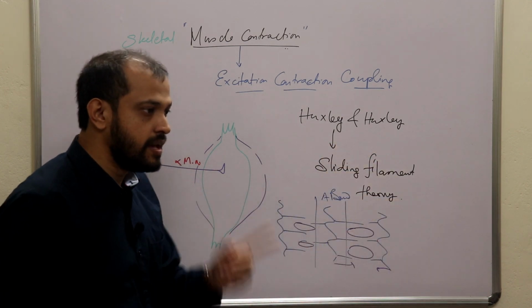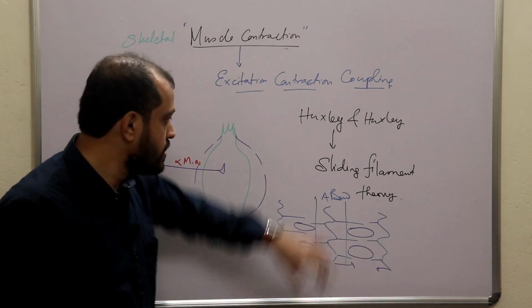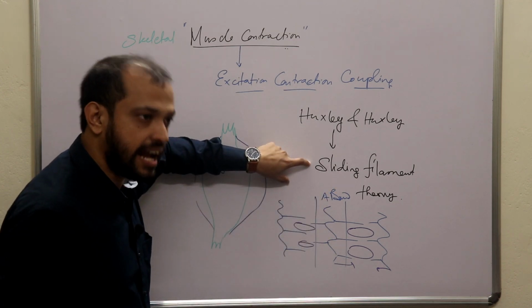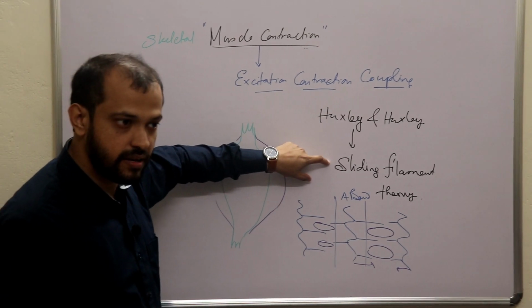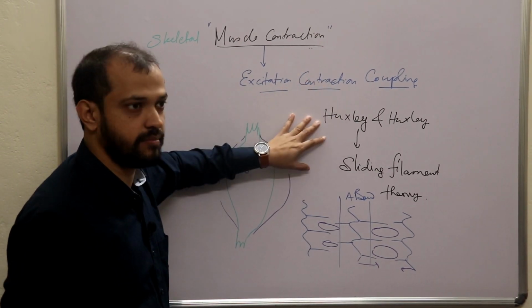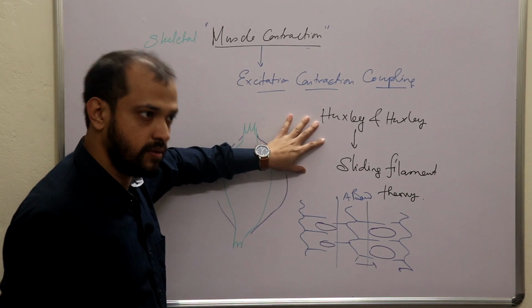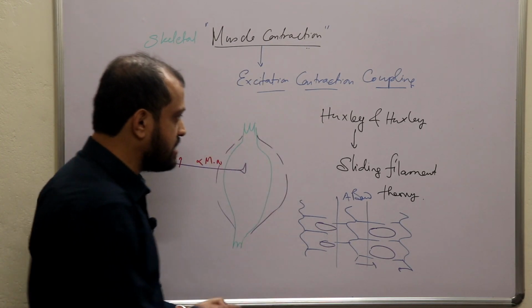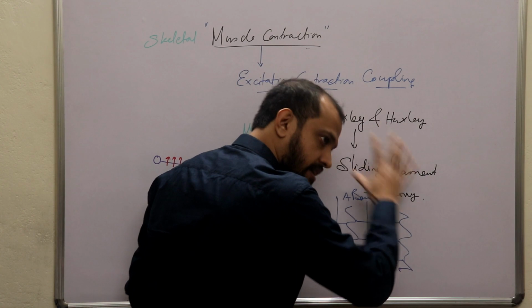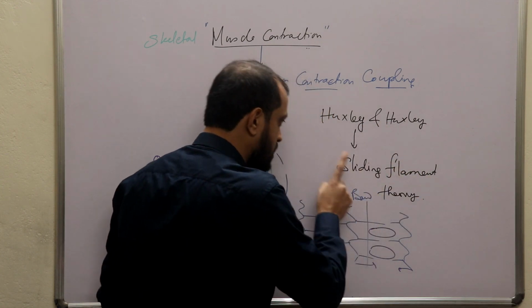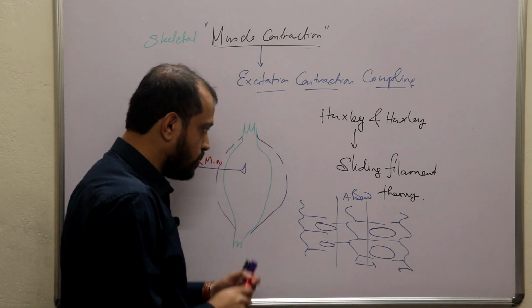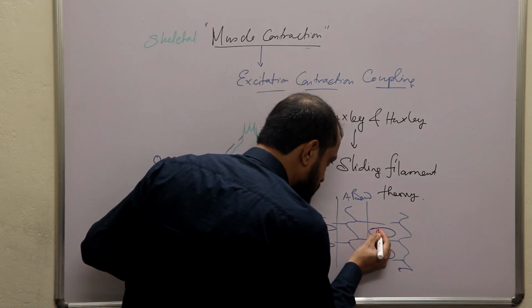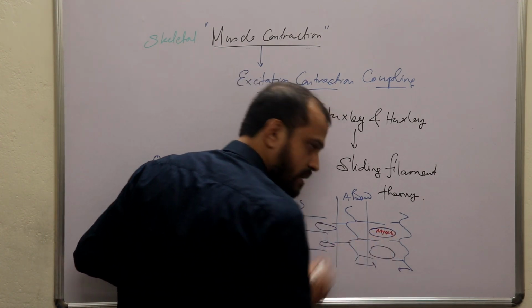Remember with all your attention. Sliding filament theory is actually one of the earliest attempts to explain excitation contraction coupling. We now know that sliding filament theory is correct, it's true, but we now also know how this sliding filament theory actually works, because we now know about myosin.